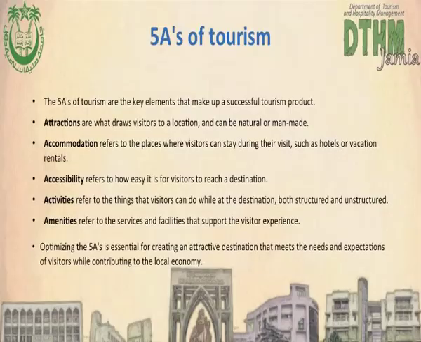Activities refers to the things that visitors can do while at the destination. This includes both structured activities such as tours or events, as well as unstructured activities like shopping or exploring. Amenities refers to the services and facilities that support the visitor experience, such as cafes, ATMs, restrooms, and information centers.